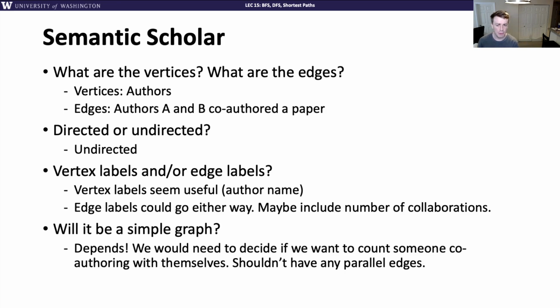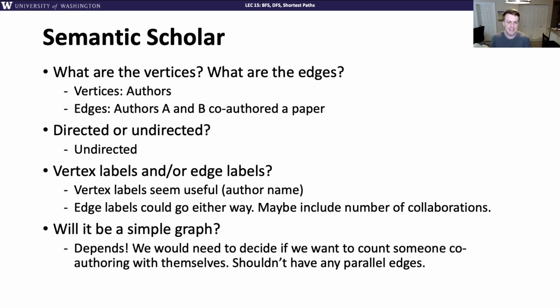Vertex labels or edge labels. I think it makes sense to have vertex labels so that you can look back and figure out for this node which author it corresponds to. Edge labels, I think in this context, for just figuring out who's related to who, are not particularly useful. You could maybe include the number of collaborations between author A and B, but I didn't specify a need for that in this problem, so you don't need to represent that.